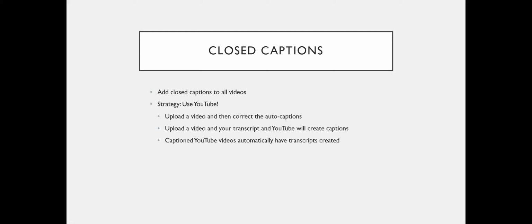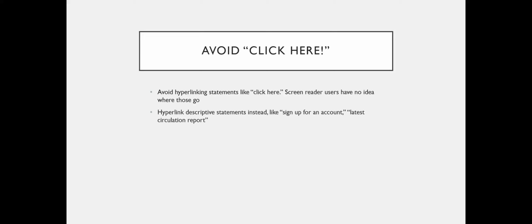Okay. Moving on. If you are producing an online experience, it's really important to avoid hyperlinking "click here." If you're using a screen reader, the screen reader will read aloud "click here" instead of being descriptive about where it's going. All the user will hear is "click here." They're not going to know what that link is or where it goes. It's going to feel completely disconnected from the rest of the website. Hyperlink descriptive statements instead, like "sign up for an account" or "latest report," that kind of thing.